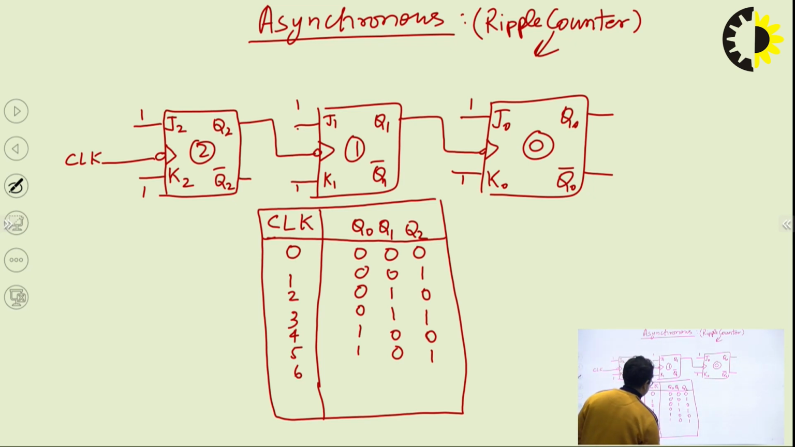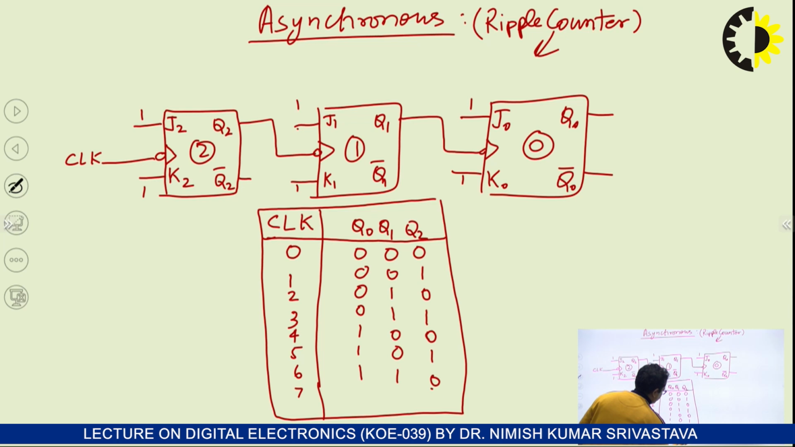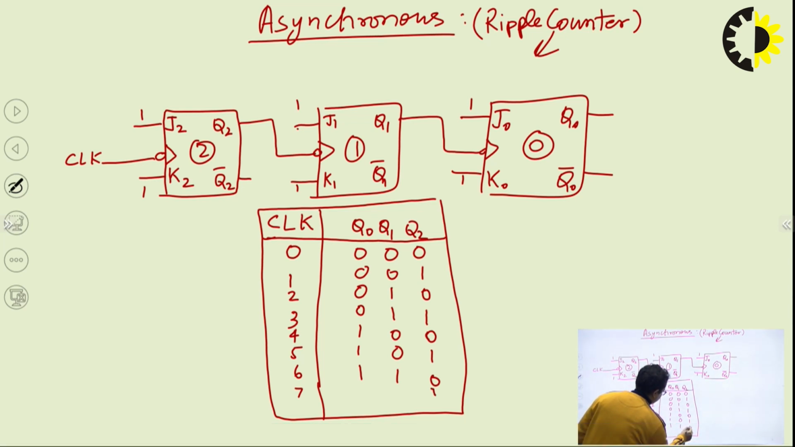Now we will consider the 6th clock pulse. Flip-flop 2 changes its value again. Flip-flop 1 will hold its past value, but flip-flop 1 changes from 0 to 1 because there is a transition from 1 to 0 on flip-flop 2. Now in the case of the 7th clock pulse, flip-flop 2 again toggles its value. Flip-flop 1 will hold its past value because there is a transition from 0 to 1, and flip-flop 0 will also hold its past value.